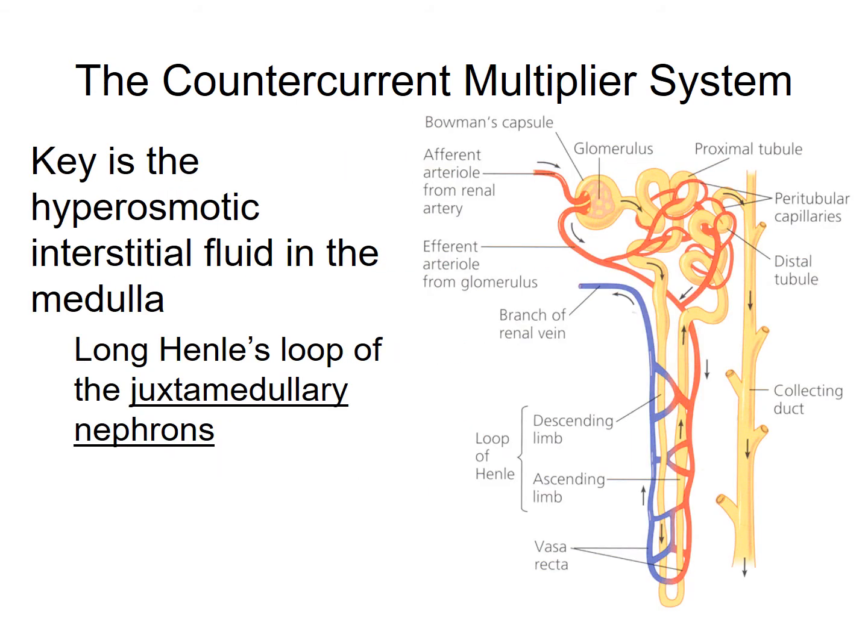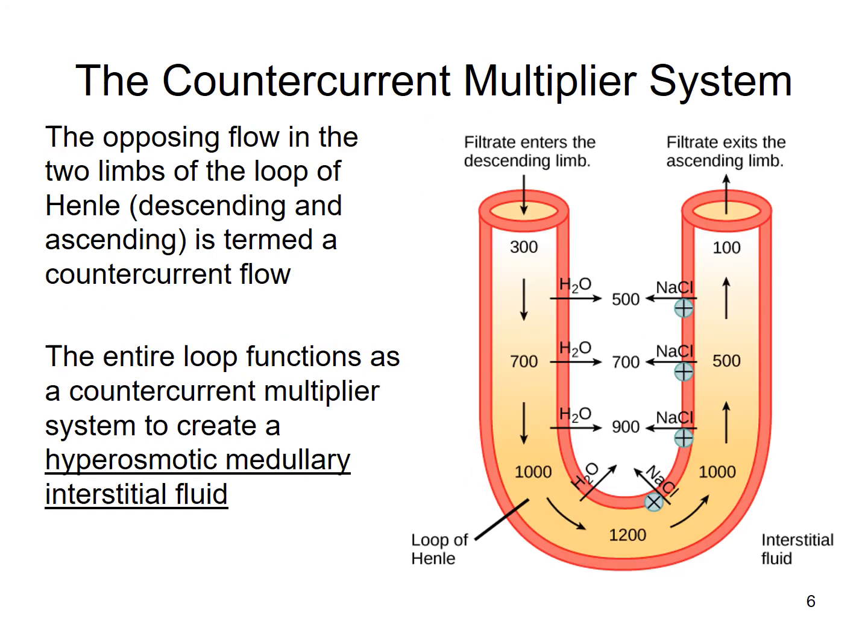The hyperosmotic interstitial fluid in the medulla of the kidney is your actual key to the countercurrent multiplier system. And this hyperosmotic interstitial fluid in the medulla is actually set up by the loop of Henle of the juxtamedullary nephrons, which again you can see right here. Now it's the opposing flow in the two limbs of the loop of Henle, descending, which you'll see on the left, and ascending, which you'll see on the right. This again is a countercurrent flow, as you can see by the arrows that are within these limbs.